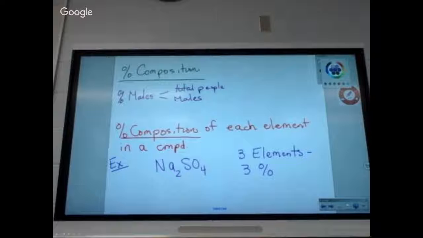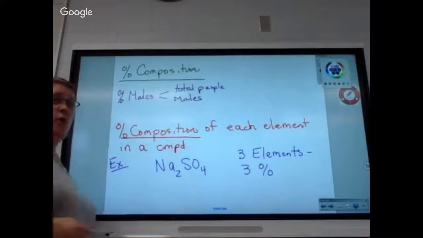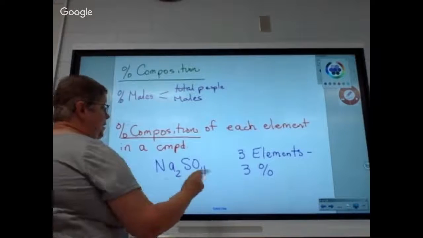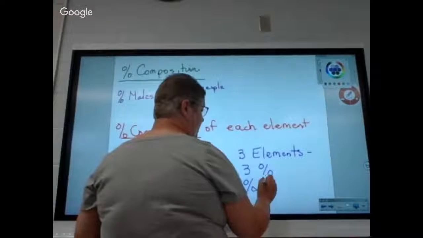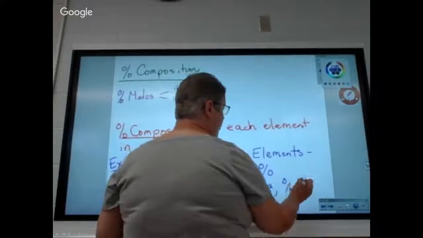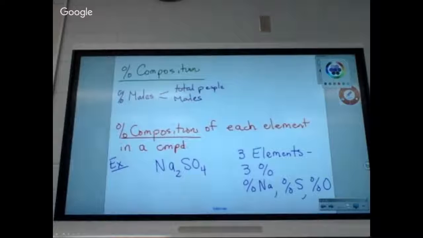So, just like when I asked you to find the percent males in the room, what information are we going to need to find the percent of each element? How many what? Well, we've already got that piece. Think about these 2 things, the total people and the number of males. What would we need to know about this compound in order to find the percent? Because we're going to find essentially the percent sodium, the percent sulfur, and the percent oxygen. So what would we need in order to find the percent sodium?